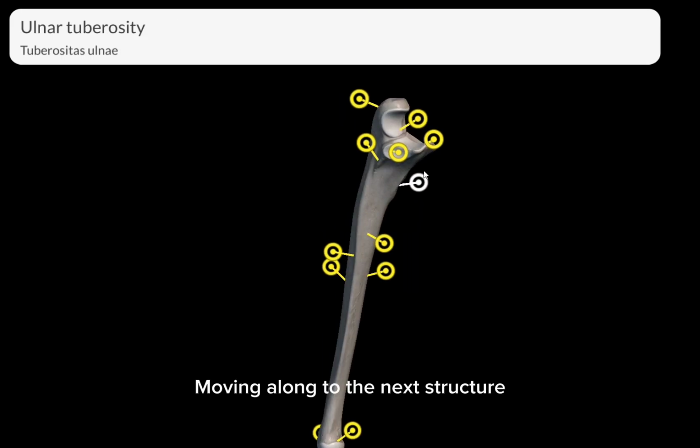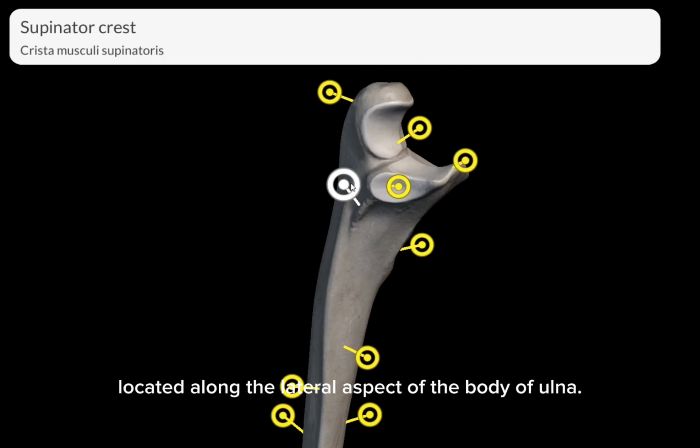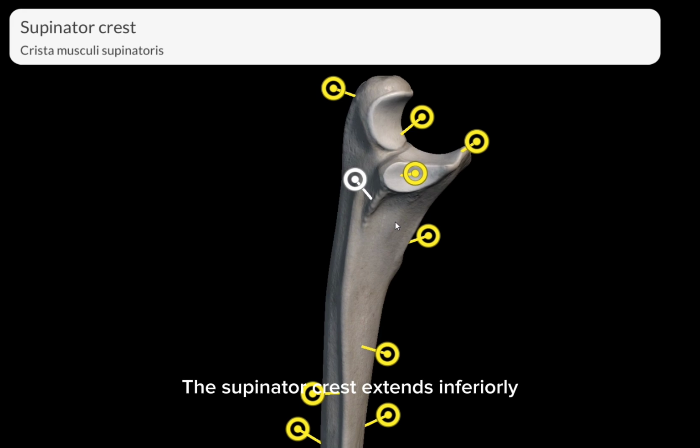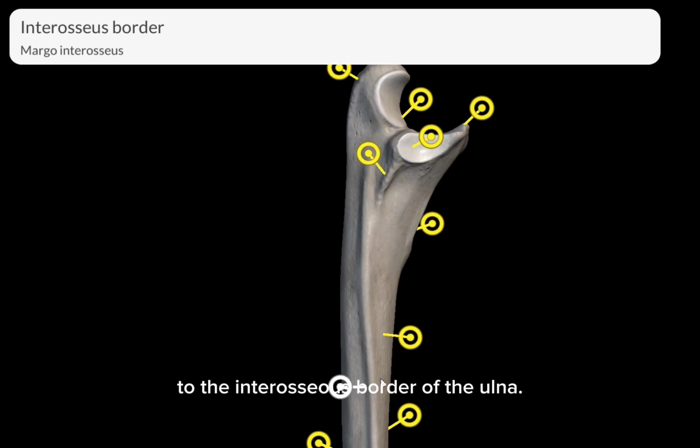Moving along, the next structure is the supinator crest, located along the lateral aspect of the body of the ulna. The supinator crest extends inferiorly from the posterior edge of the radial notch to the interosseous border of the ulna.